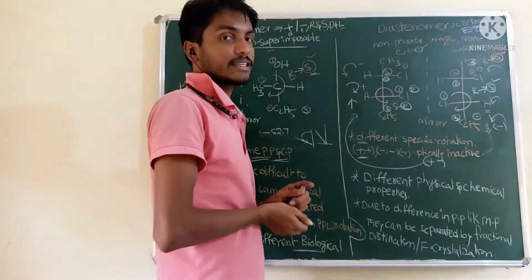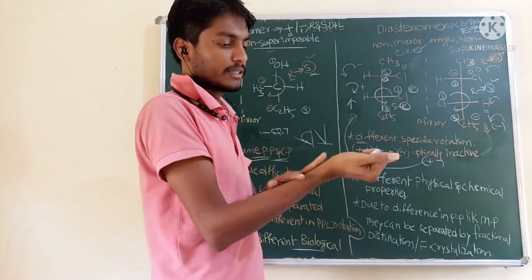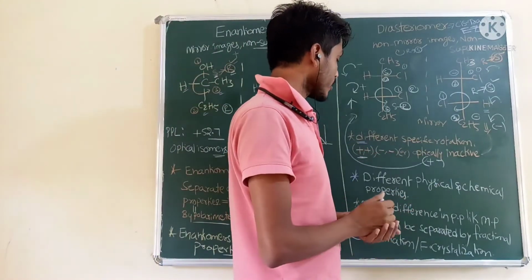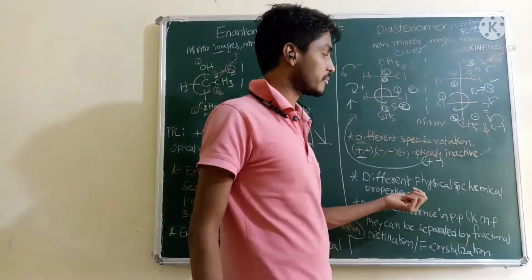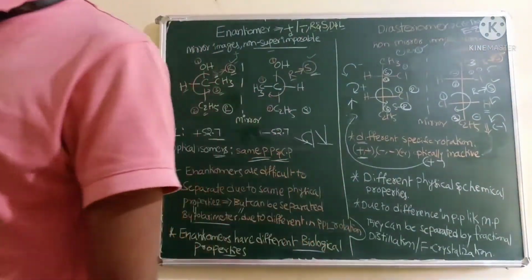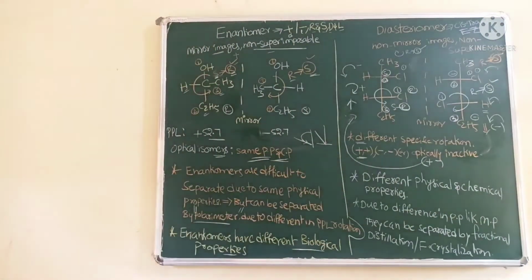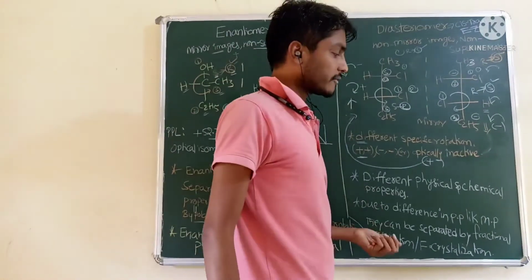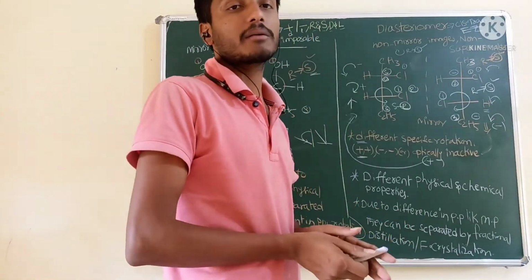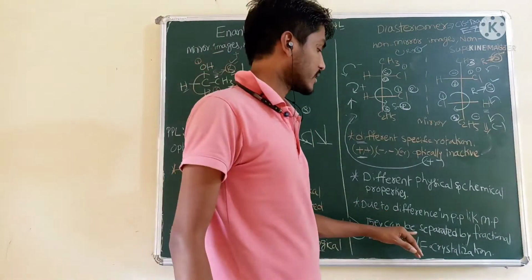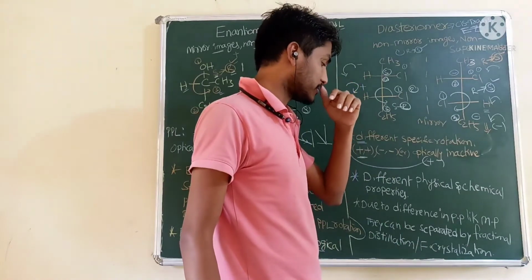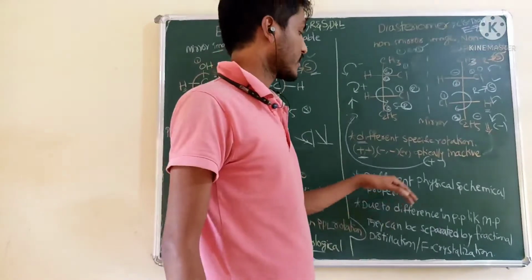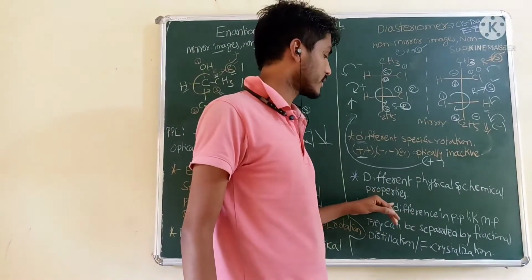So these have different properties, different physical and chemical properties. When the physical property is different, like melting point, we can easily separate the diastereomers by using fractional distillation or fractional crystallization. Based on melting point, we can separate the diastereomers.